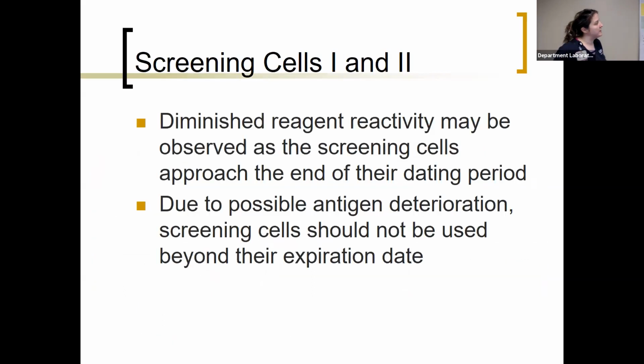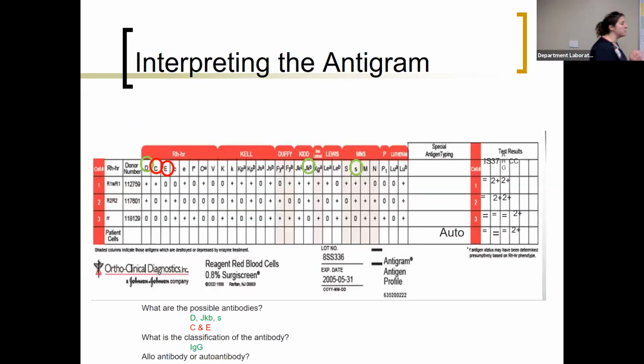Like I mentioned, always pay attention to your expiration date, the reagents. The cells do lose their antigenic expression over time. Also, pay very close attention to lot numbers. You're going to have your screening cells that you use. You always want to make sure that your antigenic profile matches the lot number that you're using.